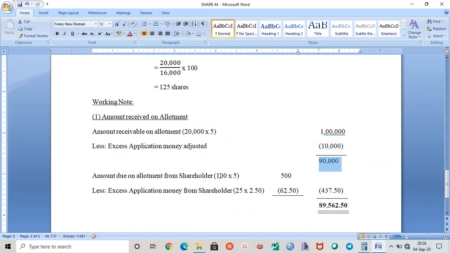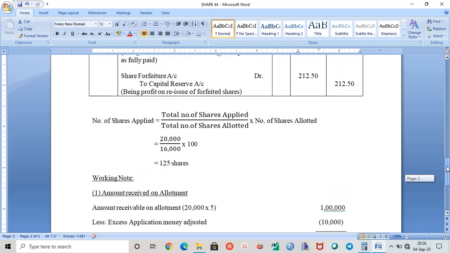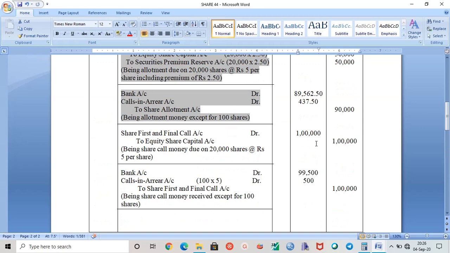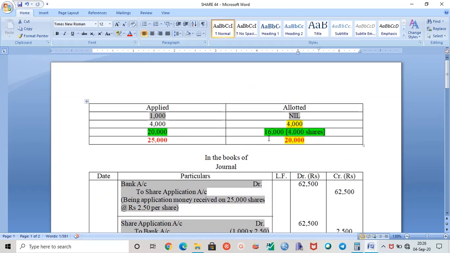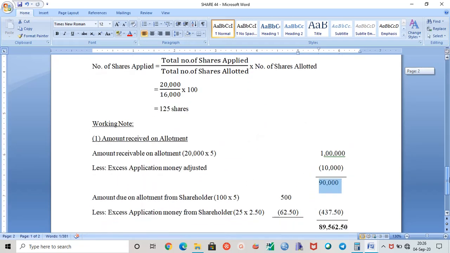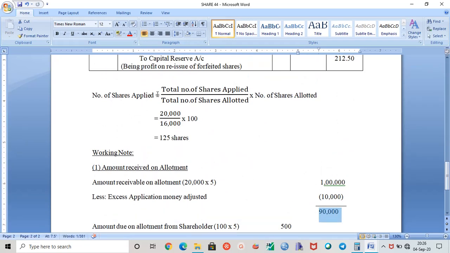Now go back to that shareholder. If you see in this question, it is mentioned that he failed to pay allotment and call money on 100 number of shares. So it is mentioned he had been allotted 100 number of shares, but we don't know how many shares were actually applied. So that shareholder actually belongs to this pro rata category. 20,000 shares were applied and 16,000 shares were allotted. So X number of shares were applied and 100 shares were actually allotted. So how to find the number of shares applied, that X? Use that formula now. Number of shares applied equals total number of shares applied divided by total number of shares allotted, into number of shares allotted.